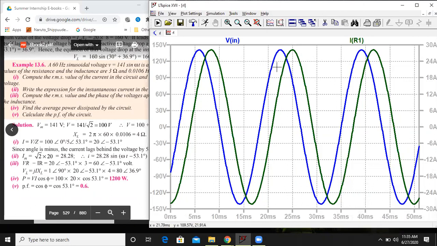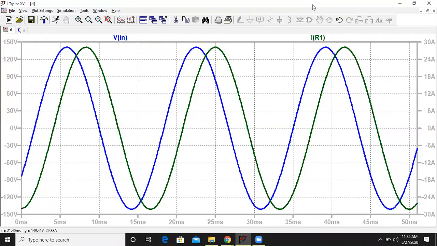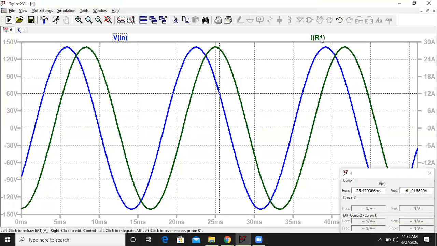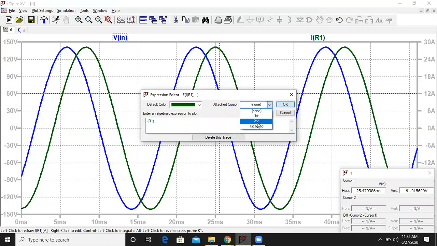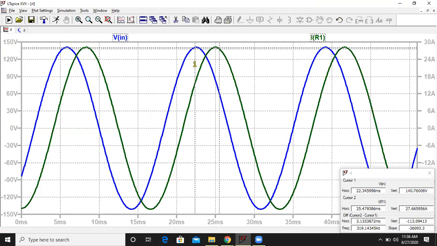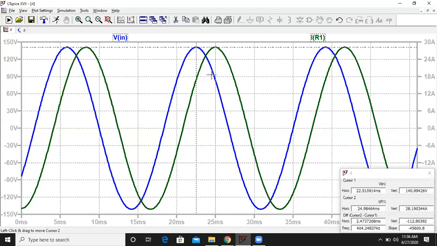Yes, sir. Okay, next is the phase shift. Let me maximize this graph. Listen very carefully now. For the phase shift measurement, right click on V in, click on the first cursor and click OK. Again right click on I of R1, click on the second cursor and click OK. Go to the first cursor and move it to the peak value like this. Similarly go to the second cursor and move it to the nearby peak value. As you can see, I'm comparing these two nearby values.